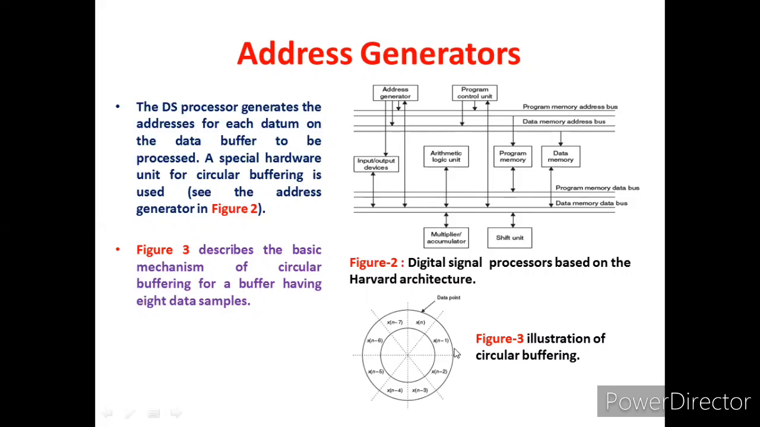Now we have considered a simple example consisting of 8 data samples, and the data pointer is pointing to a certain address. Here you can observe the data pointer pointing to x of n. x of n is nothing but data. Then x of n minus 1, n minus 2, n minus 3, n minus 4, n minus 5, n minus 6, n minus 7. So we can assert that whatever the pointer is pointing to acts like an address. x of n minus 1 is the next address, and so on up to x of n minus 7. So this is one form of generating the circular buffer. That is the address generator.